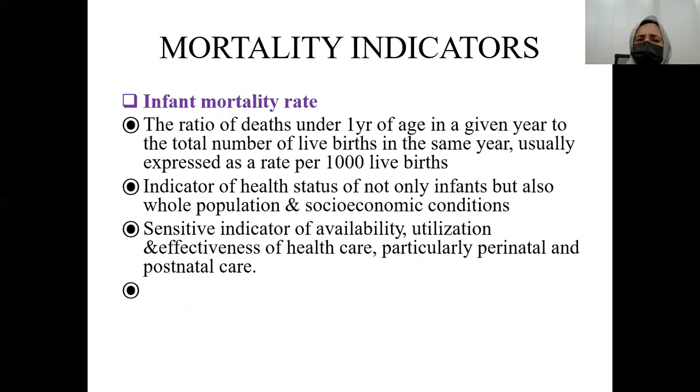Next, a very important mortality indicator is the infant mortality rate, and how is it defined? Number of deaths under 1 year of age. Why am I saying 1 year of age? Because it is the infant mortality rate. By definition an infant is any child less than 1 year of age, divided by the total number of live births in the same year, and expressed as per 1000 live births. Why did I write this, expressed as per 1000 live births?